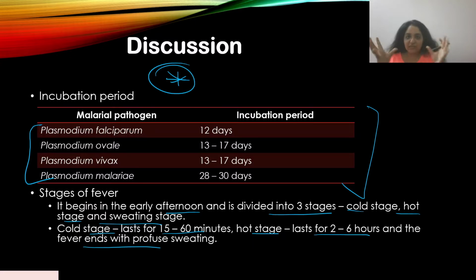So every time there's breakage or rupture of red cells and infecting new cells, there'll be this stage of fever, where there is cold stage, hot stage, and then there's sweating. Then again there's cold stage, hot stage, and sweating, and again, and it specifically begins in the early afternoon.